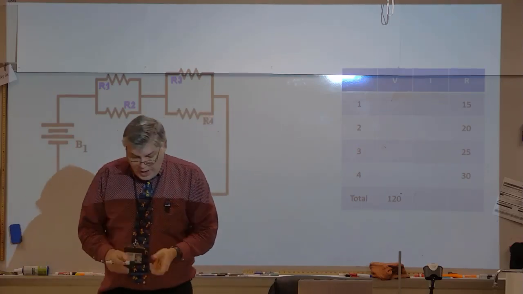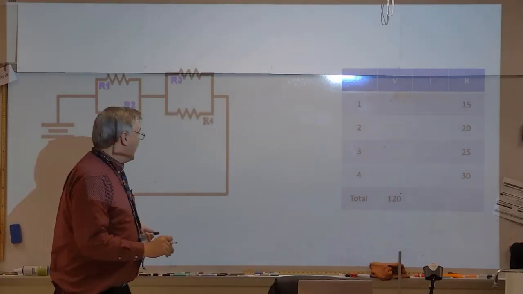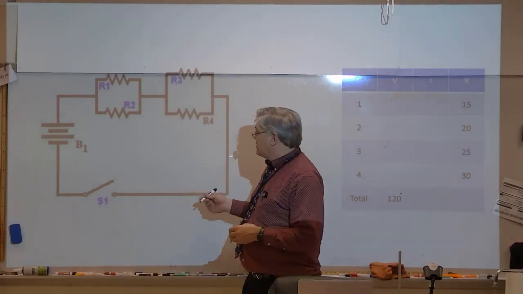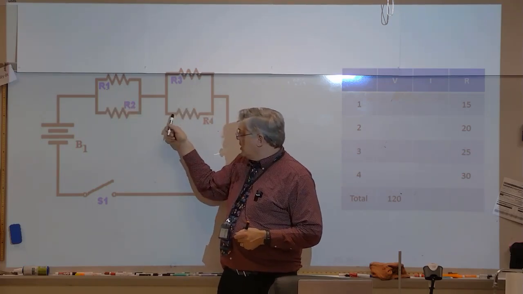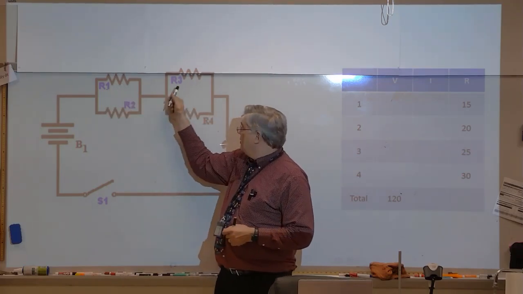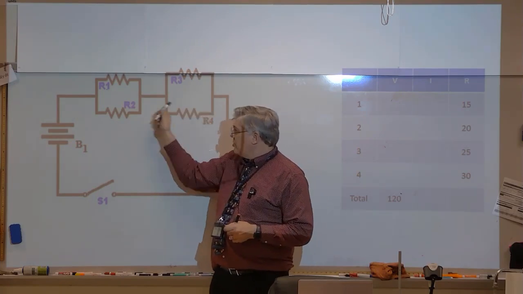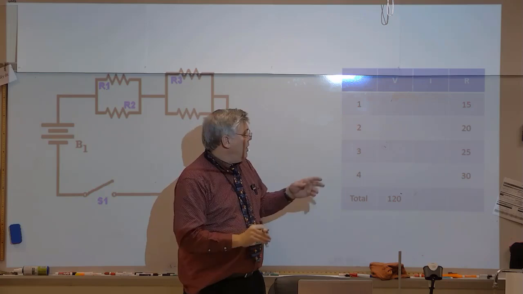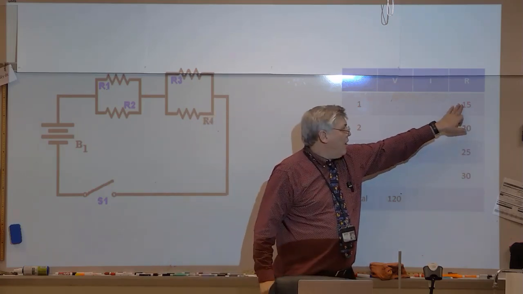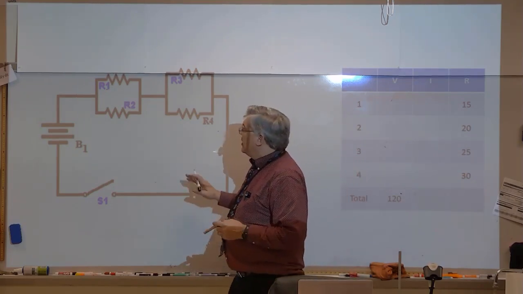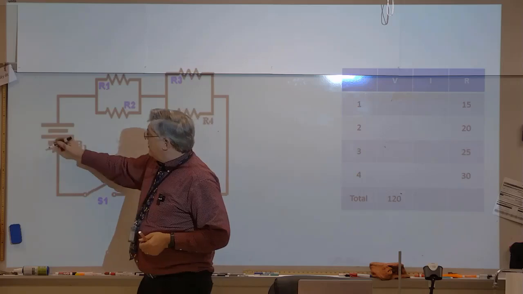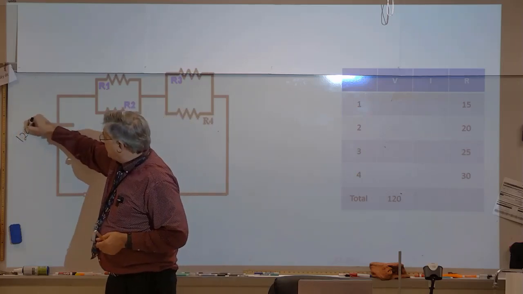Okay, I'm going to work through one example of the combination circuits quiz. In this example, we have two parallel circuits of two resistors each, R1 and R2, and R3 and R4. And those two are in series with each other. The values are 15, 20, 25, and 30 in this example. We have a battery, and the battery voltage is given in the problem to be 120 volts.